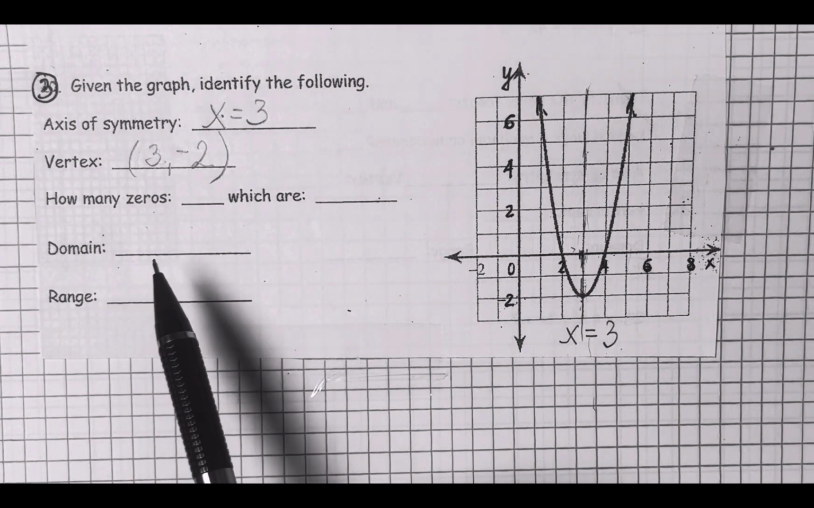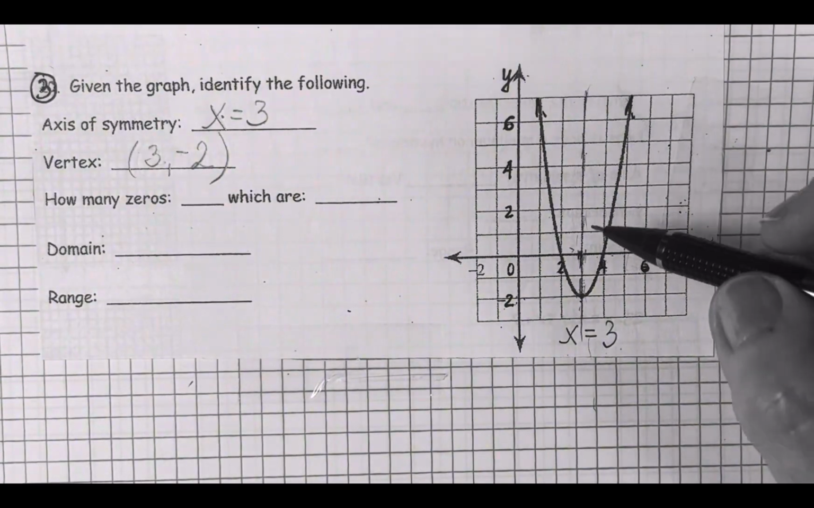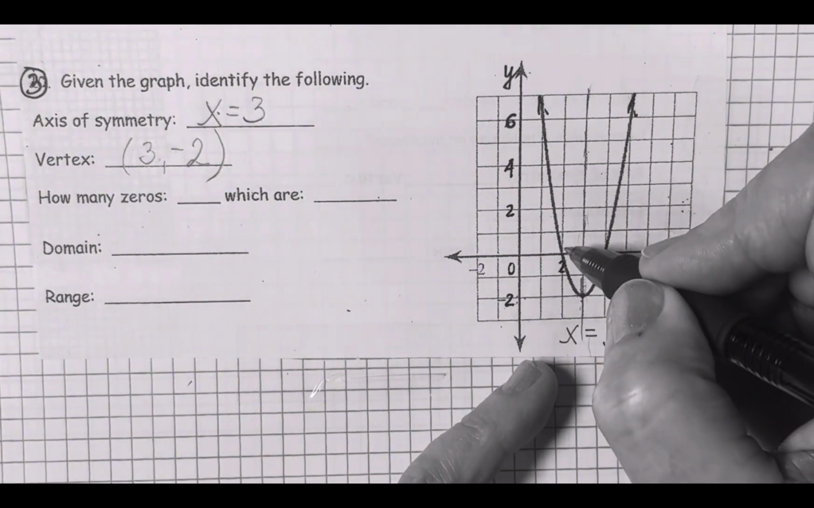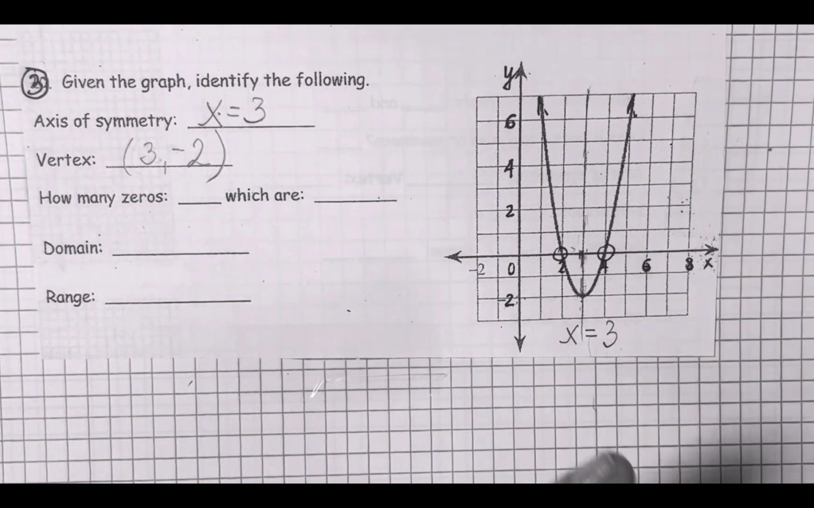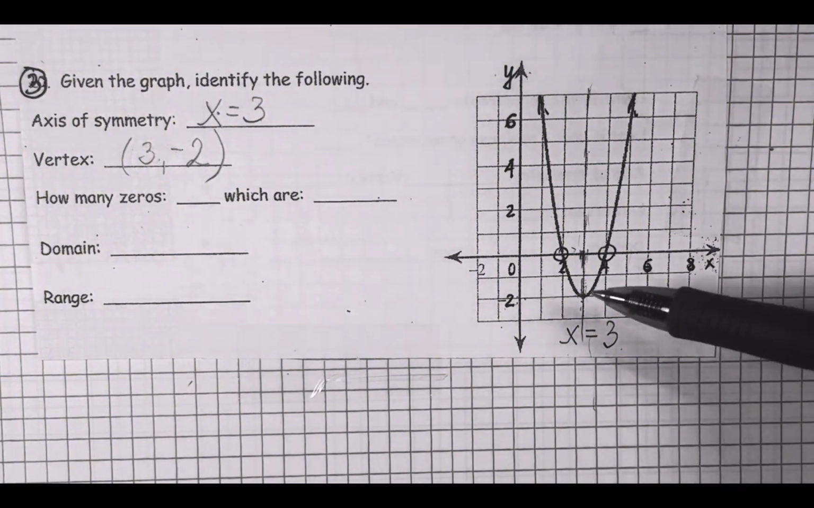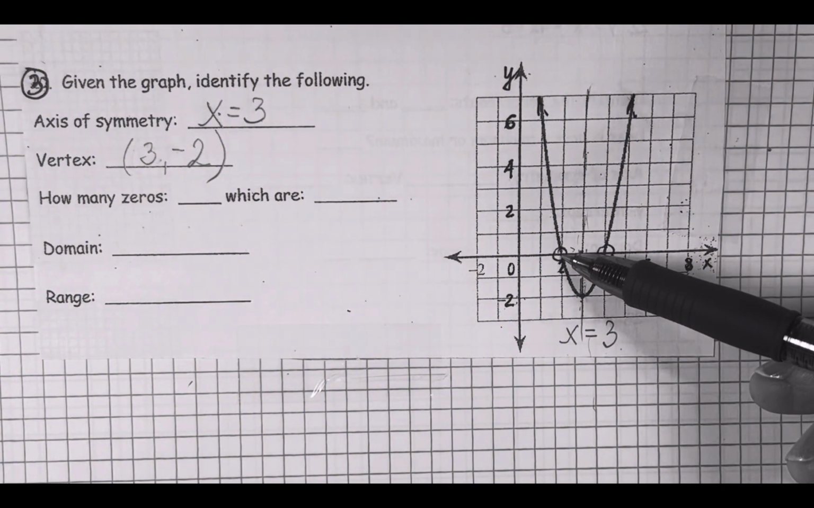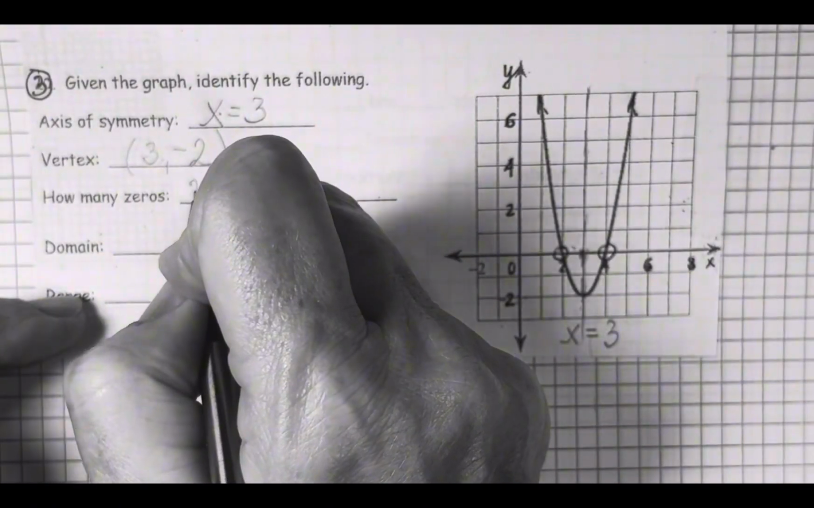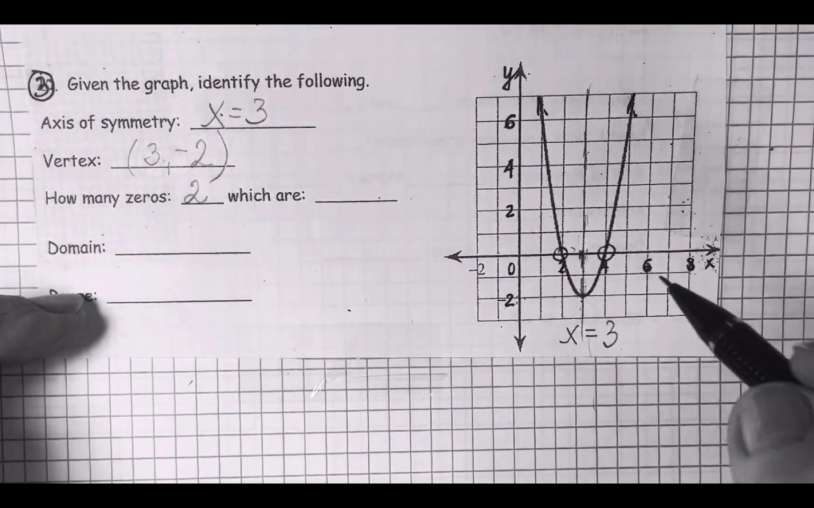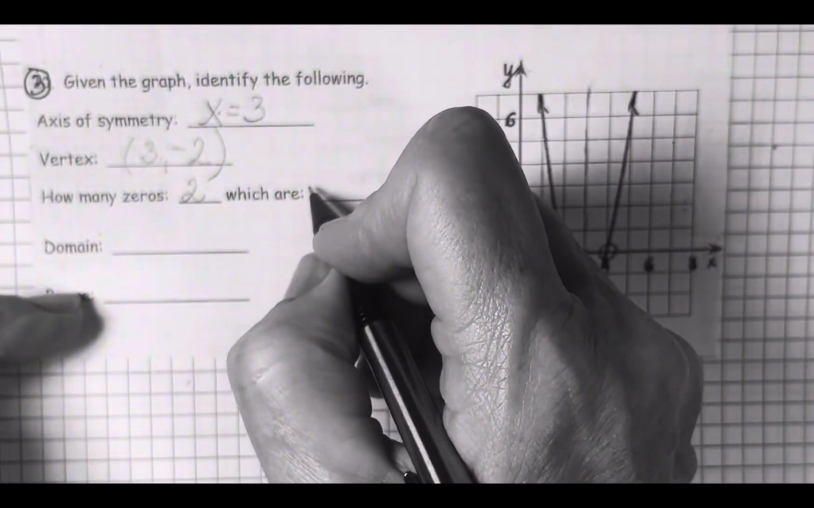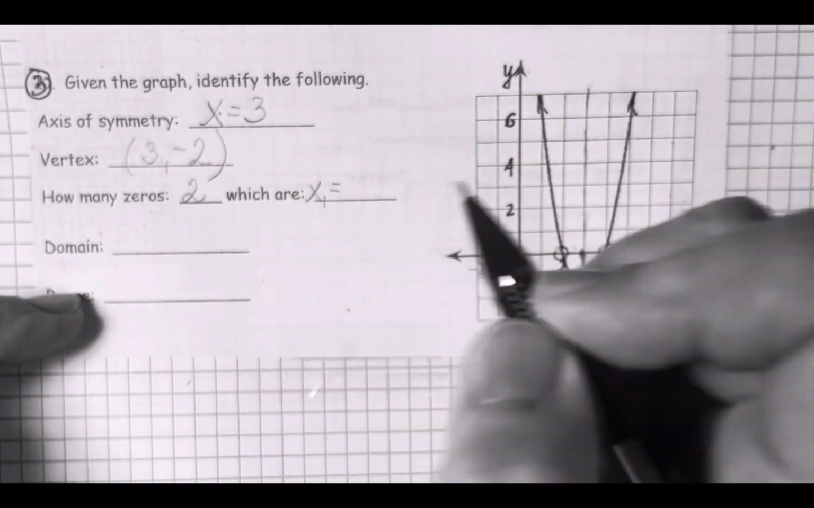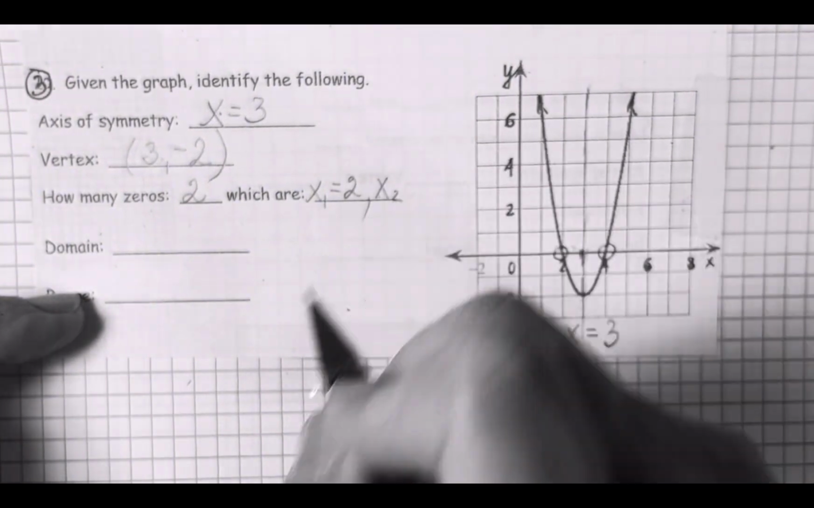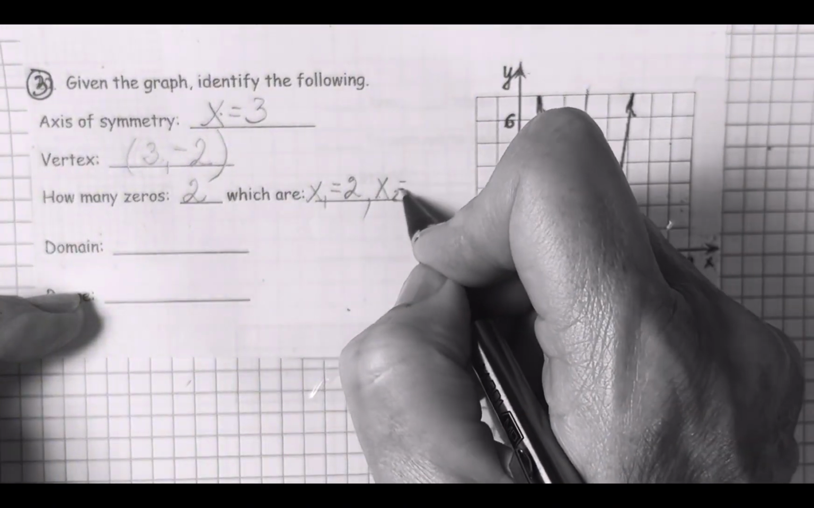How many zeros? What are zeros, guys? Zeros are those points where the parabola intercepts the x-axis, those 2 points. If you notice, we have 2. How many zeros? Okay, 2 zeros, which are x. We have x1, I would notice, is 2, and the second zero is 4.